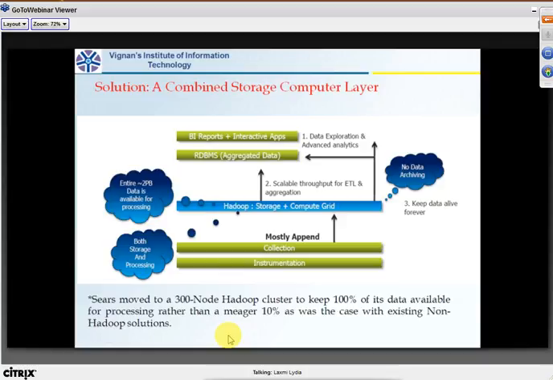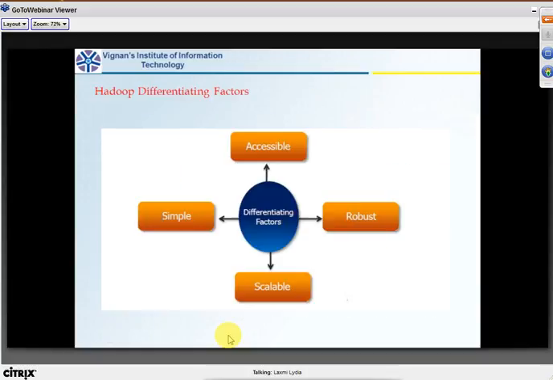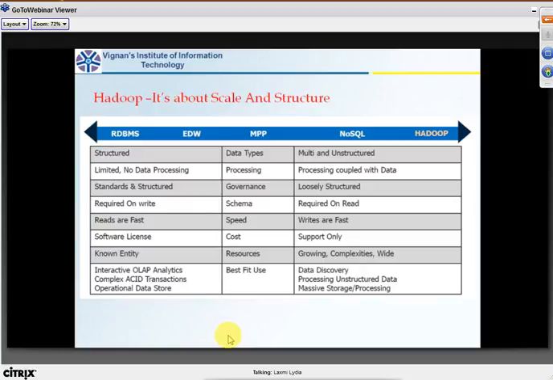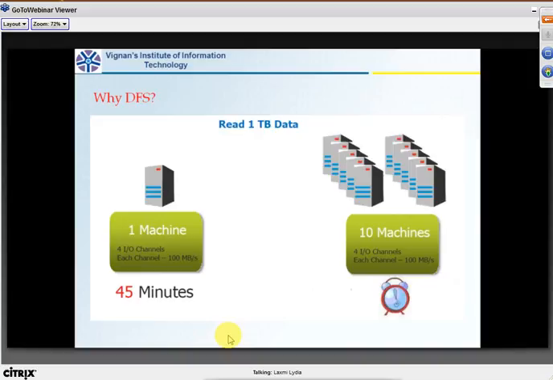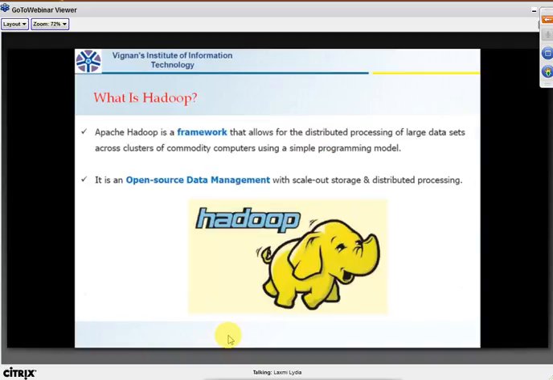So how Hadoop performs its job, we're going to see now. Before going ahead, I would like to talk about what Hadoop is, then we will go back to the previous slides. Apache Hadoop is a framework which allows for distributed processing of large data sets across clusters of commodity computers using a simple programming model. So Apache Hadoop is a framework, an environment, which allows for distributed processing on large data sets.